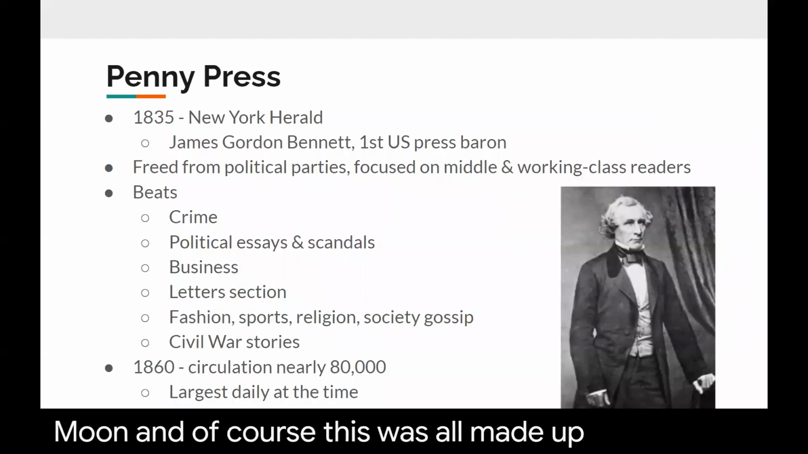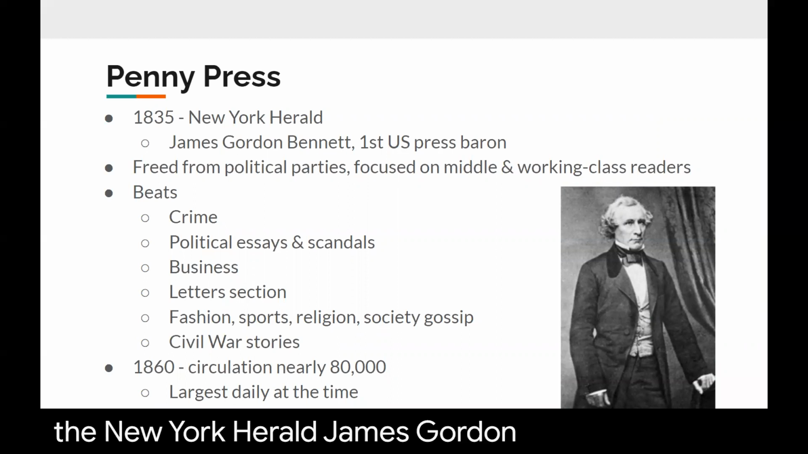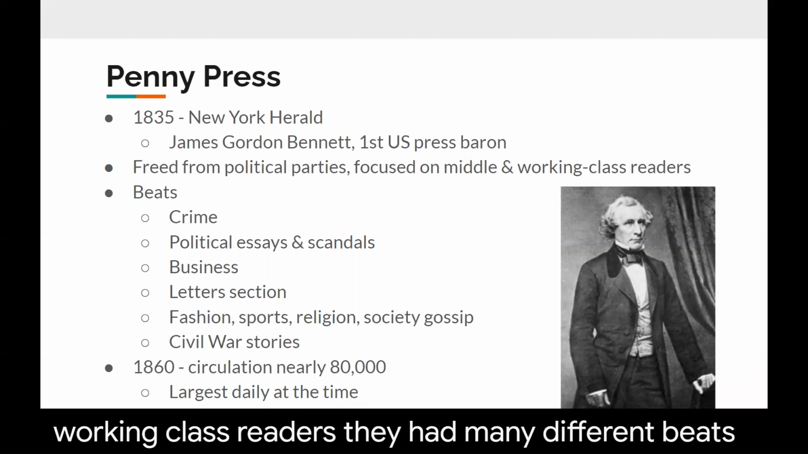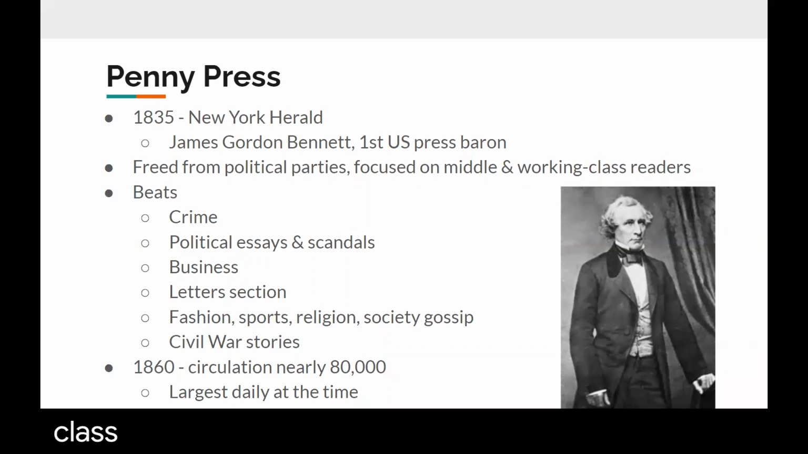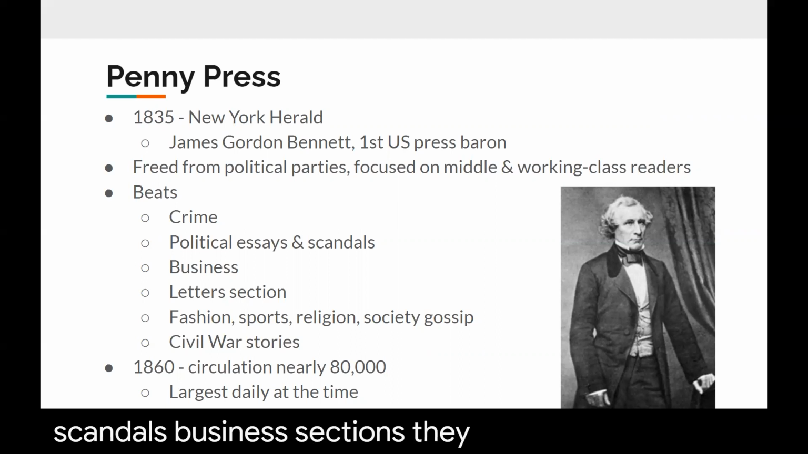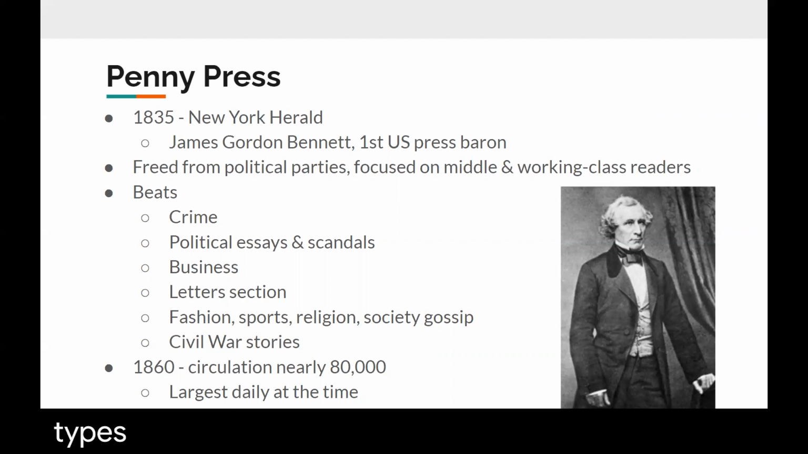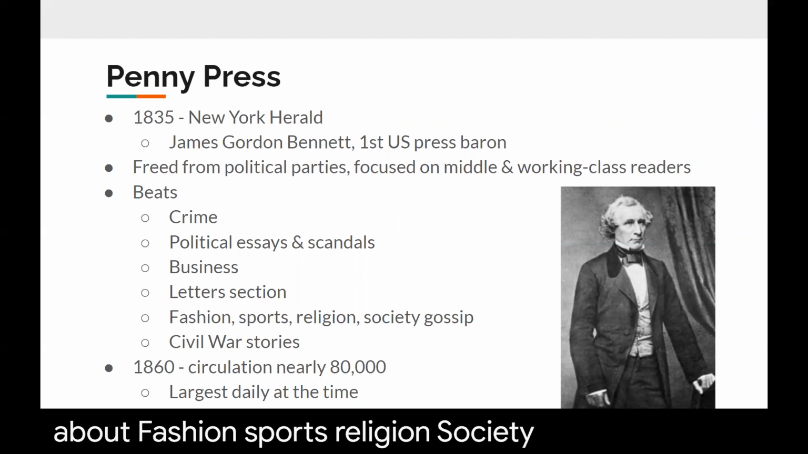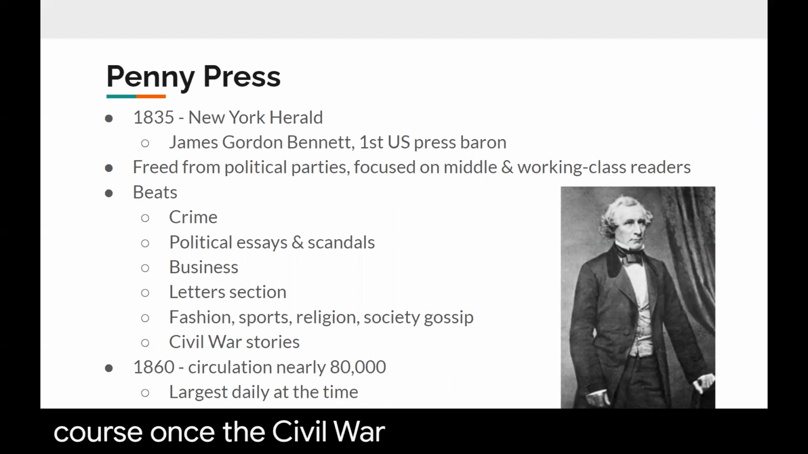In 1835, we have the New York Herald. James Gordon Bennett became the first U.S. press baron. He freed journalism from political parties and focused more on the middle and working class readers. They had many different beats, but because of their focus on the middle and working class, they tended to focus on crime, political essays, scandals, business sections. They started to include letters sections, so letters to the editor and other types of community journalism. They had beats about fashion, sports, religion, society gossip, and of course, once the Civil War hit, that became a major story for the newspaper as well.